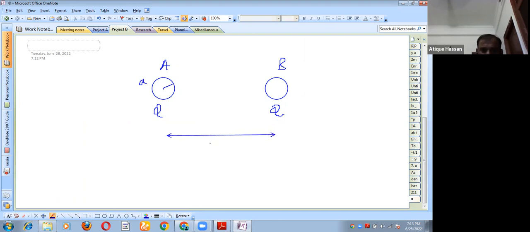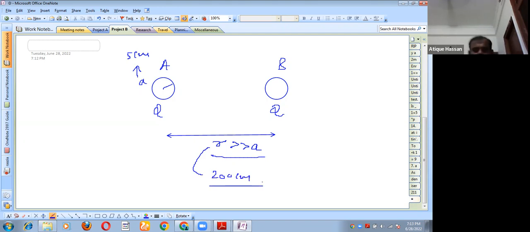Suppose the separation between the charges is r. This is much greater than their dimensions. It means suppose the dimension is like 5 centimeters, or so, and the separation is like 200 centimeters. So the separation is much greater than their dimensions, which means we can treat these spheres as point charges. Okay.